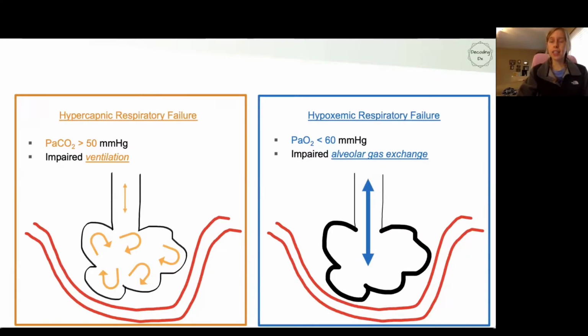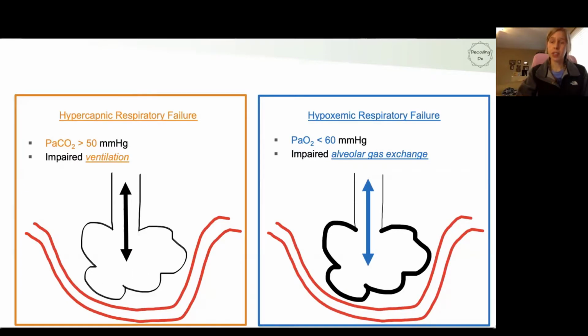I highlight these key physiological differences because this explains the different ways that we need to treat different types of respiratory failure. With hypercapnic respiratory failure, the problem is ventilation. So if we are able to improve ventilation by pushing more air in and out of the lungs, then we're able to overcome that type of air just kind of sitting in the alveoli and instead replace that with good air movement in and out.